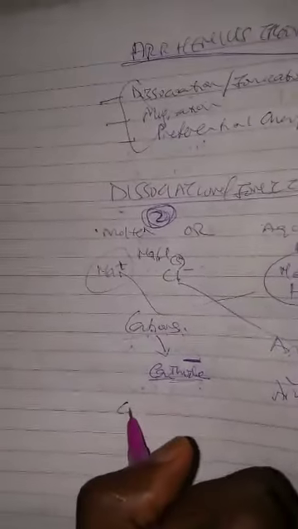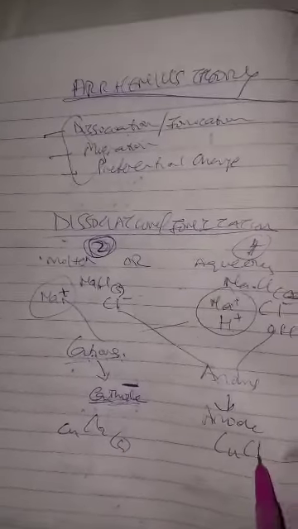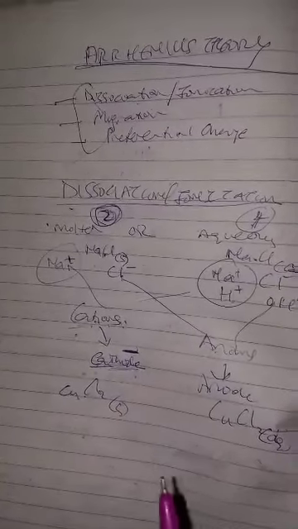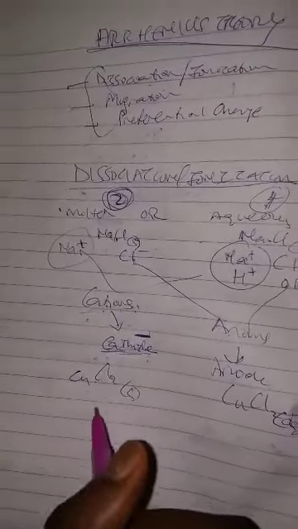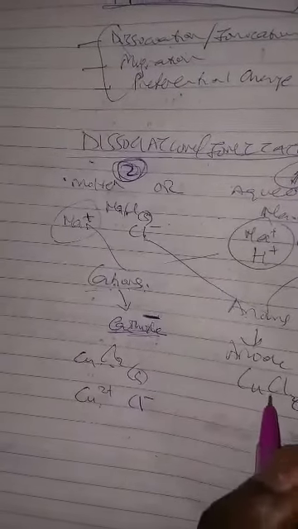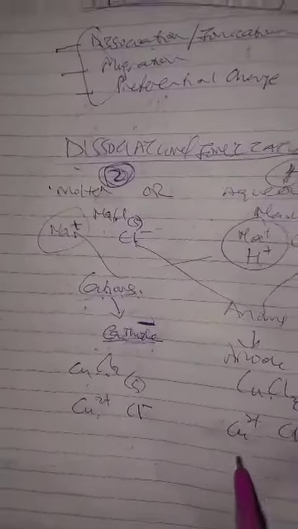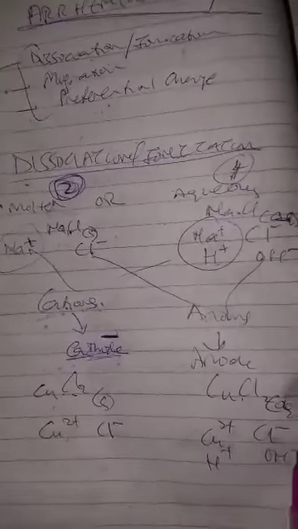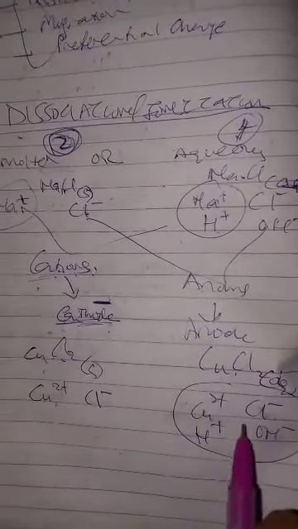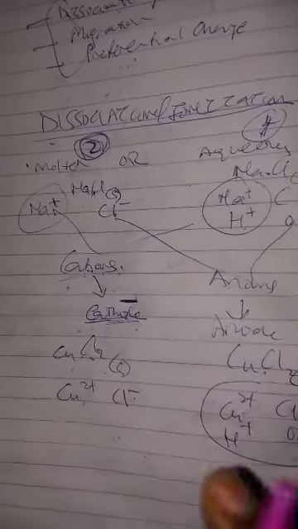Let's try for molten copper 2 chloride and aqueous copper 2 chloride solution. Let's write the dissociation for molten copper 2 chloride. We have Cu2+ and Cl-, just molten. Aqueous of this one will give us Cu2+, Cl-, and aqueous means water, H+, OH-. So these are the four ions that will come out: H+, OH-, Cu2+, Cl-. And the molten will be Cu2+ and Cl-, just like that.